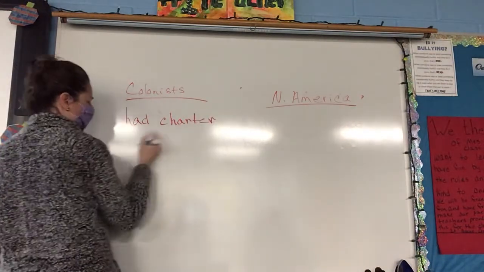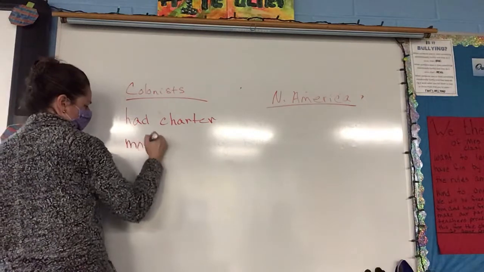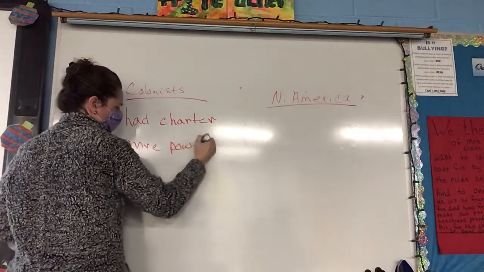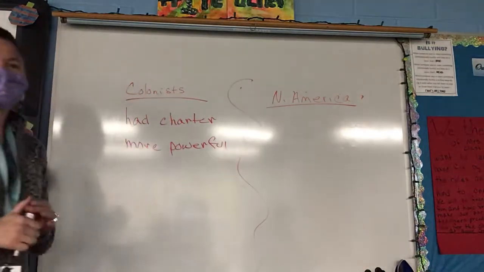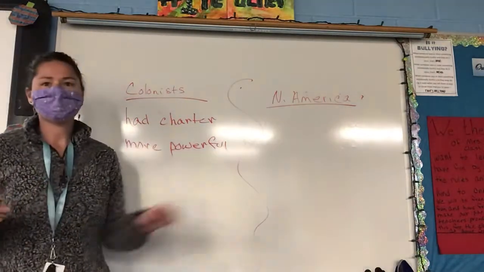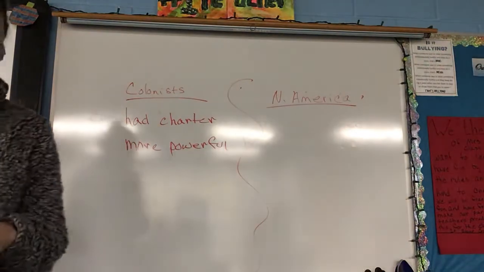They had a charter. What is a charter? What is that, Josh? It's like something with the king, you basically own the land. Yeah, the king gives that to you and says you can have that land. Yep. Wyatt, what else?